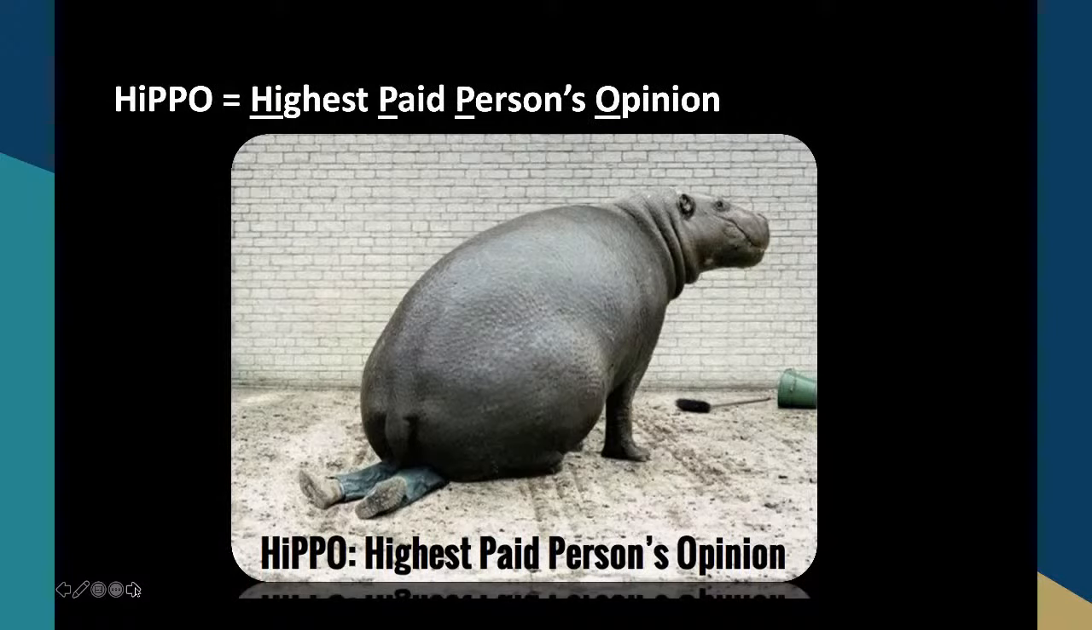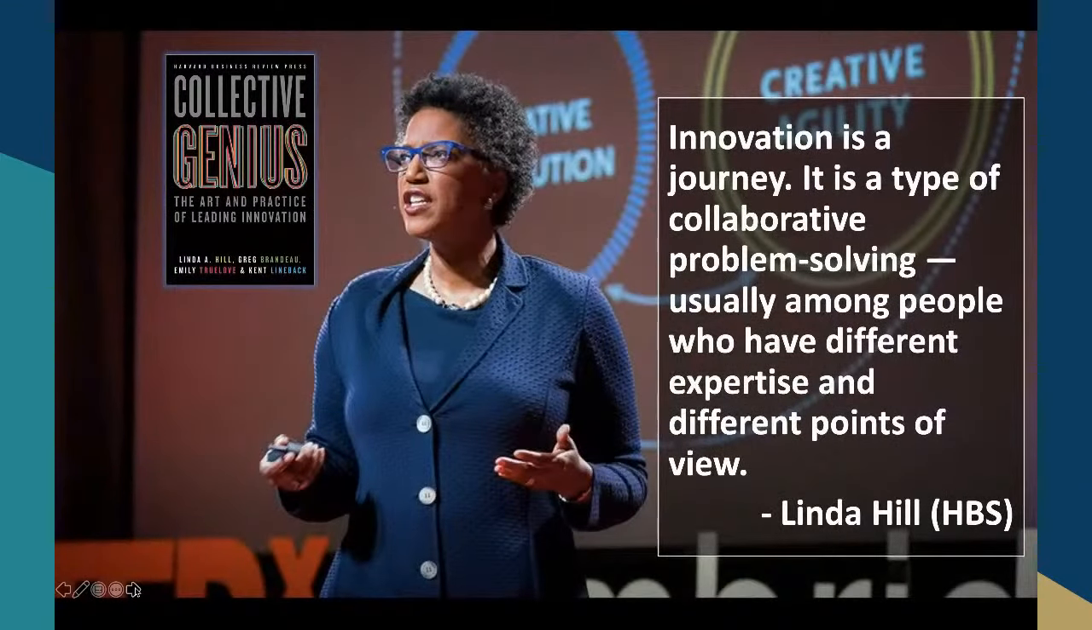Well, a hippo is the highest paid person's opinion. Oftentimes what happens is, all these creative ideas will come together and then the highest paid person in the room comes in the room and says, we need to do this. And suddenly everybody's scrambling to do that. And so it's not often the best way to be creative and to think different. And so instead, what we need to think about is that it is about diversity.